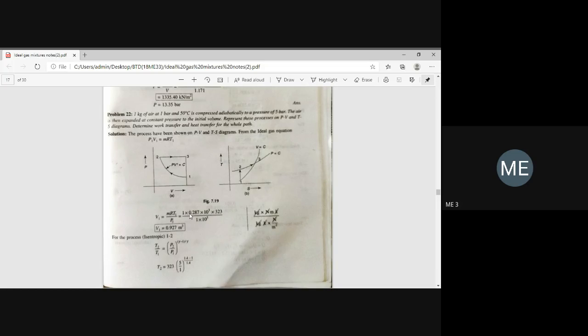So 1 into 0.287 into 10 to the power of 3. Temperature is 323, because the temperature is in degrees Celsius, you have to convert to Kelvin, divided by 1 bar pressure. 1 bar is 10 to the power of 5 Pascal. V1 is 0.927 meter cube we are getting.